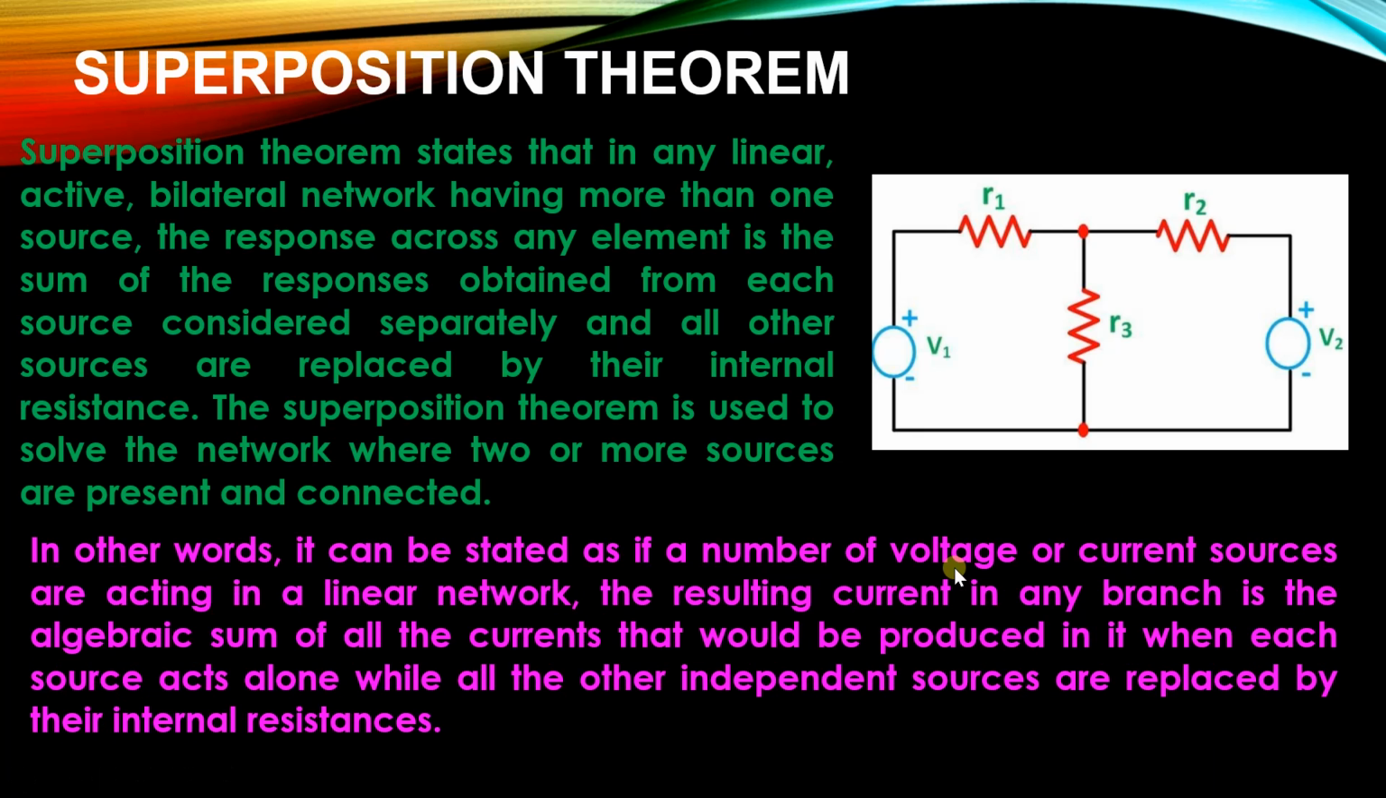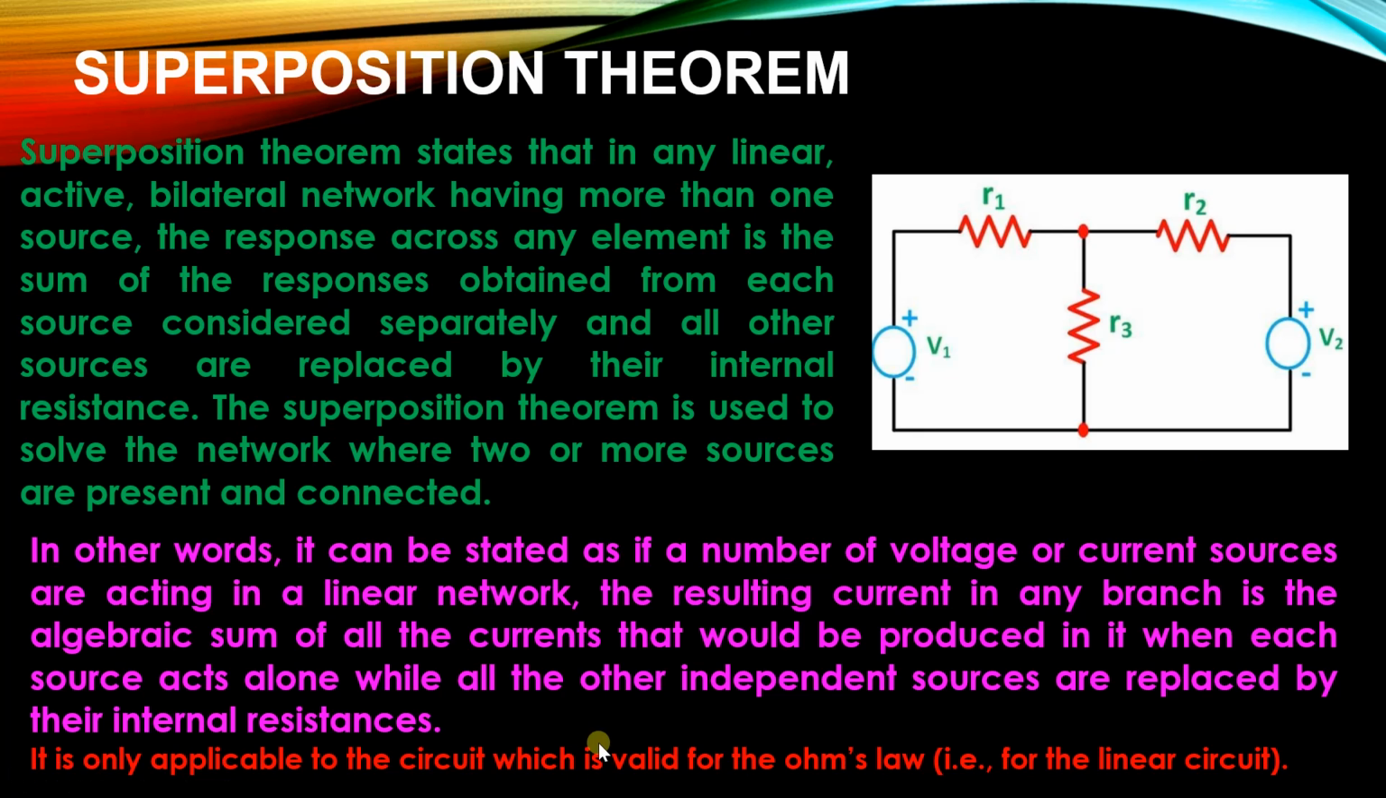In other words, it can be stated as: if a number of voltage or current sources are acting in a linear network, the resulting current in any branch is the algebraic sum of all the currents that would be produced in it when each source acts alone, while all other independent sources are replaced with their internal resistances. As I have told you, when we are considering one voltage source, the other voltage source is replaced by its internal resistance.